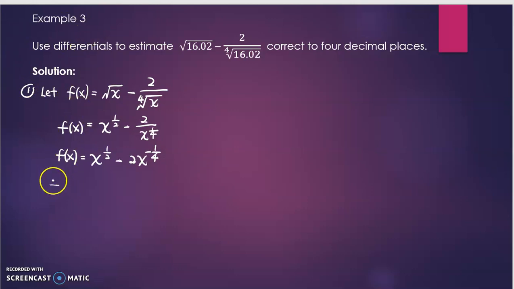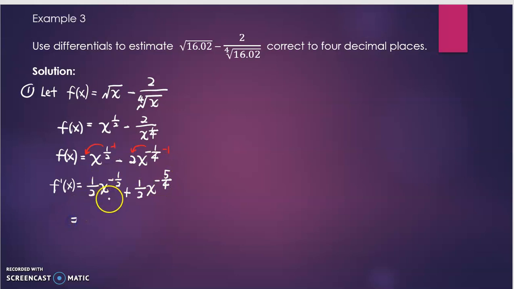f prime x is equal to, so bring the index up front, minus 1. Same go to here, bring up front, minus 1. So from here, I have 1 over 2 x, 1 over 2 minus 1 is negative 1 over 2. Minus, so before this, negative 2 times negative 1 over 4 will become positive 1 over 2 x negative, here I should have negative 5 over 4, because negative 1 over 4 minus 1 will become negative 5 over 4. So both of these are negative index.